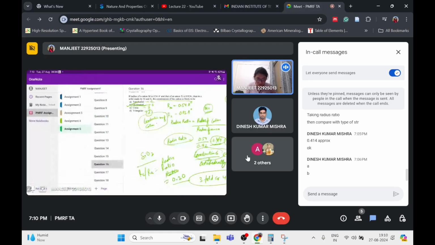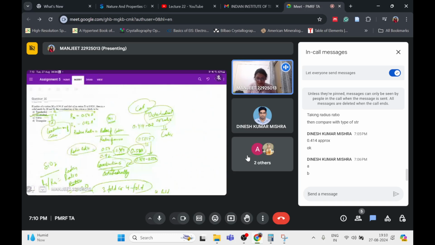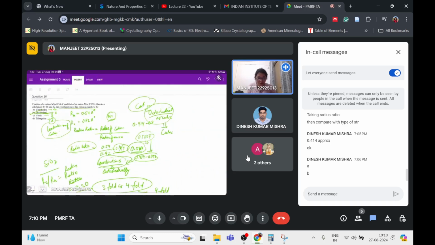Let's move to the next question. A part, yeah, now it's correct, I guess. B part, is it clear? The question number 16, is it clear? A or B? Dinesh, I think you are confused. Is it clear to you which one is the tetrahedral, the octahedral?